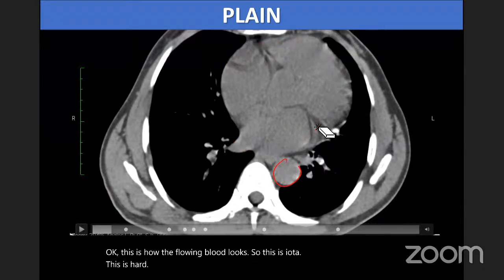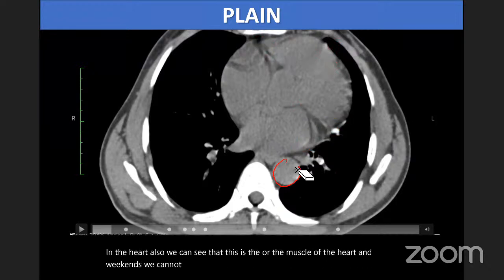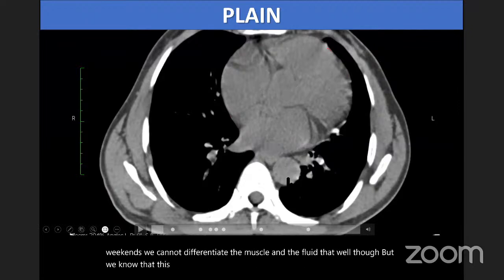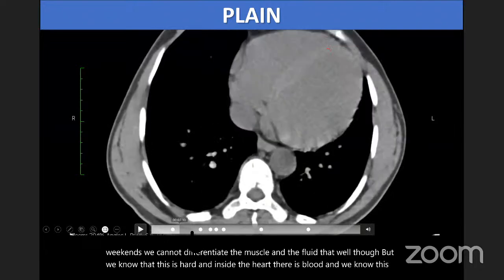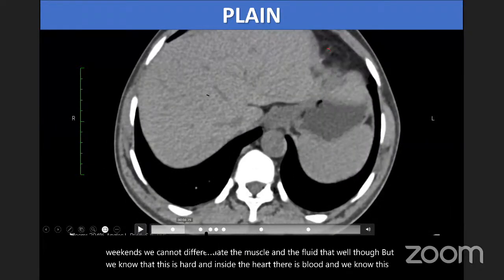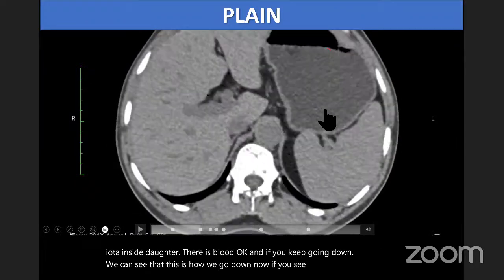In the heart we can see the muscle of the heart, and we cannot differentiate the muscle and the fluid that well. But we know this is the heart, and inside the heart there is blood, and this is the aorta, and inside the aorta there is blood. If you keep going down, this is how we go down.